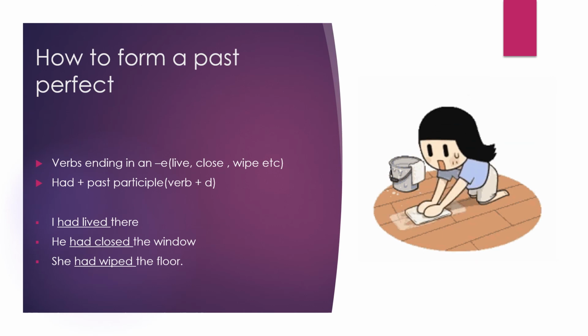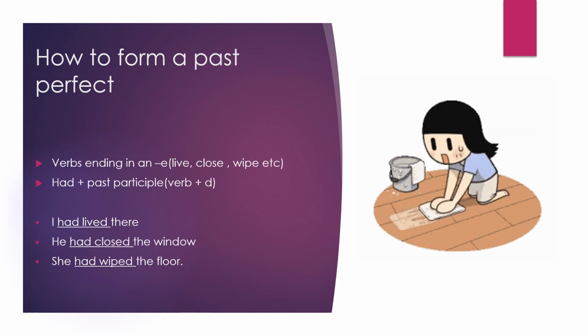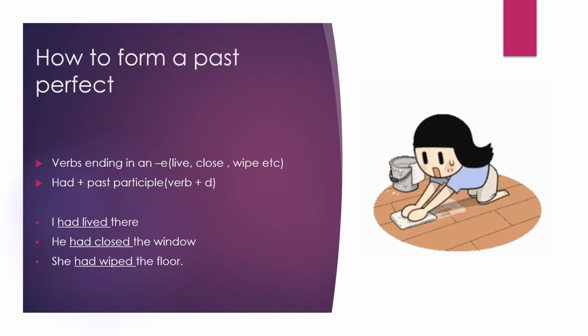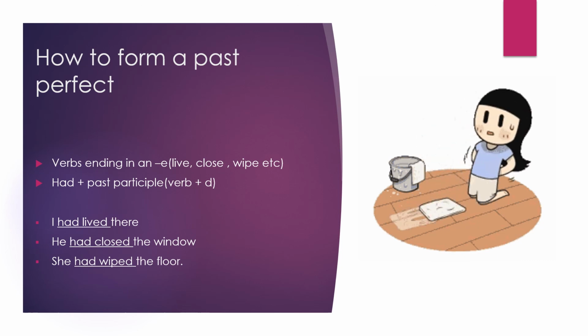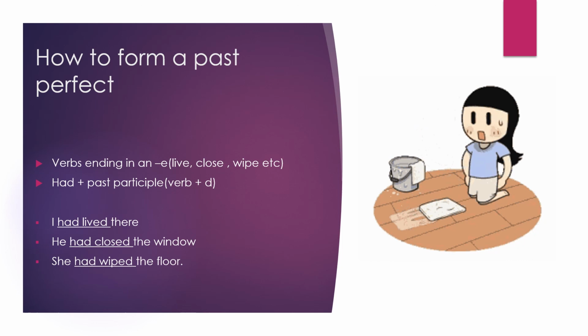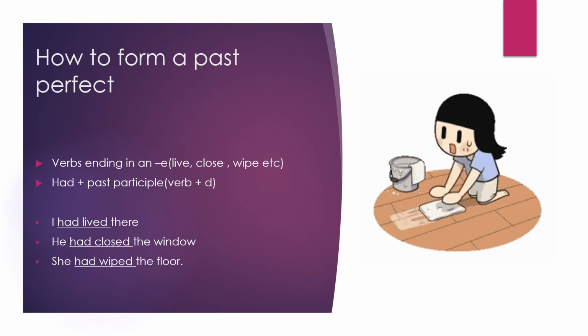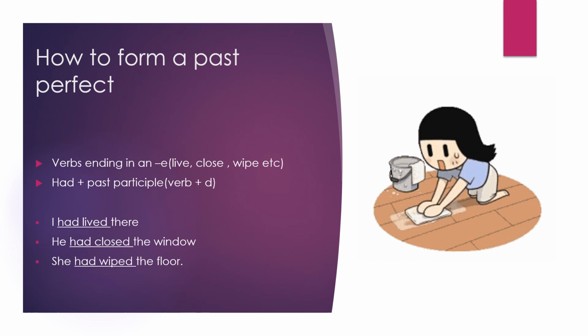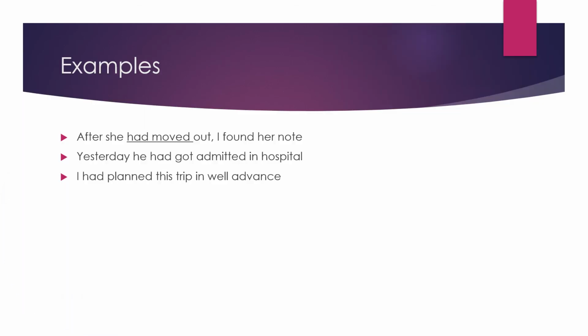Now let us see how to form a past perfect tense with words ending in an E. Had plus past participle, that is verb plus D. Examples, I had lived there. He had closed the window. She had wiped the floor. Some more examples are, after she had moved out, I found her note. Yesterday he had got admitted in hospital. I had planned this trip well in advance.